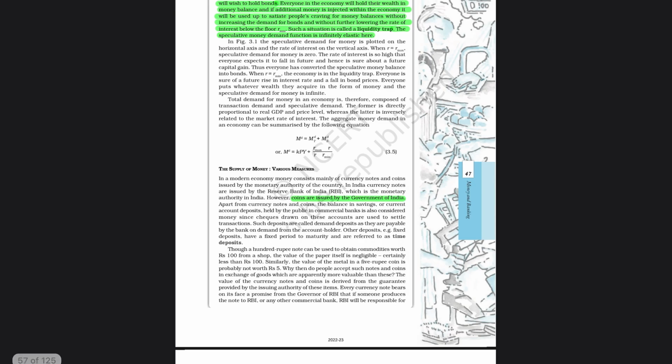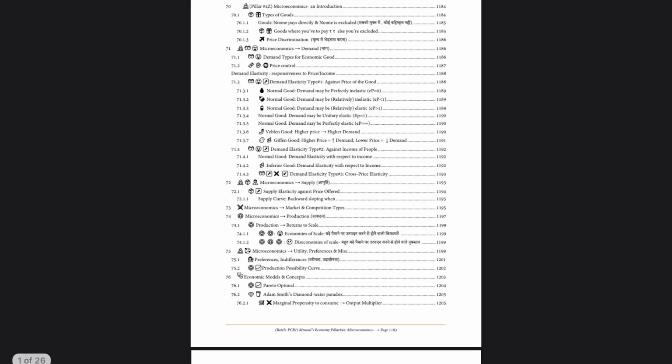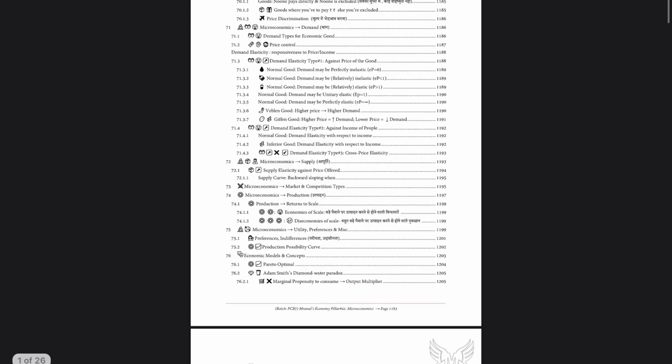Then we have the macroeconomics NCERT. This is a very important topic. Why? Because questions have been asked in the prelims. Then we have the microeconomics NCERT also, but again it is very complicated.